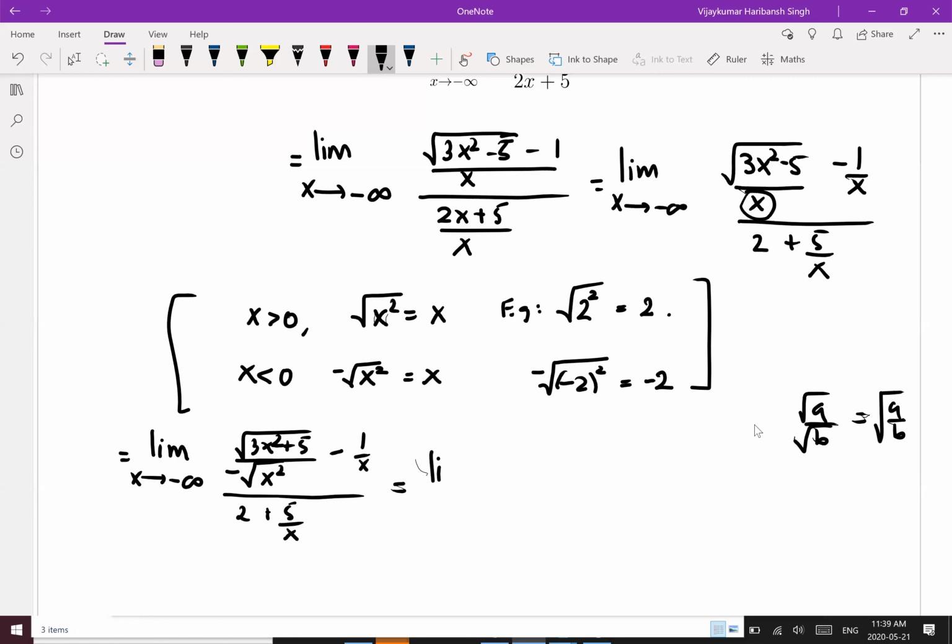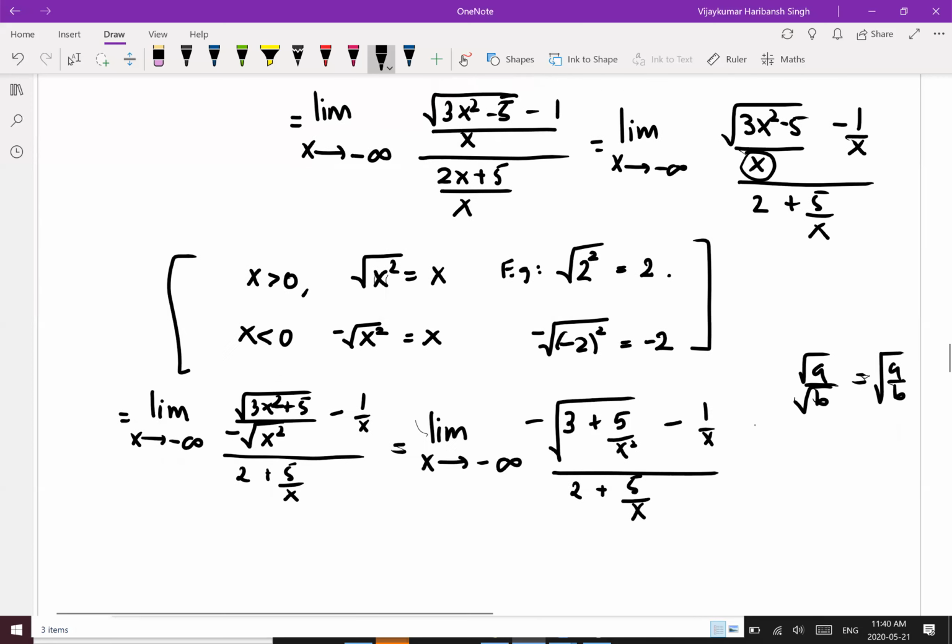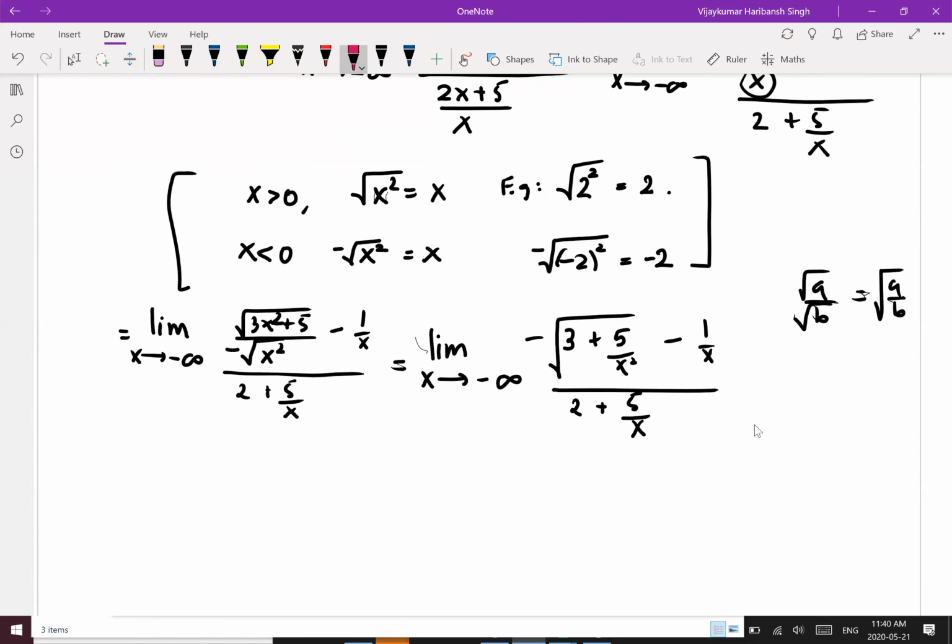Limit as x goes to minus infinity, square root of 3 minus 5 by x squared, over 2 plus 5 by x. This minus sign will prevail. So minus sign, and 1 over x plus 2 plus 5 by x. Now as x goes to infinity, this goes to 0, this goes to 0, this goes to 0. So the answer is minus root 3 by 2. So that is the answer for this one.